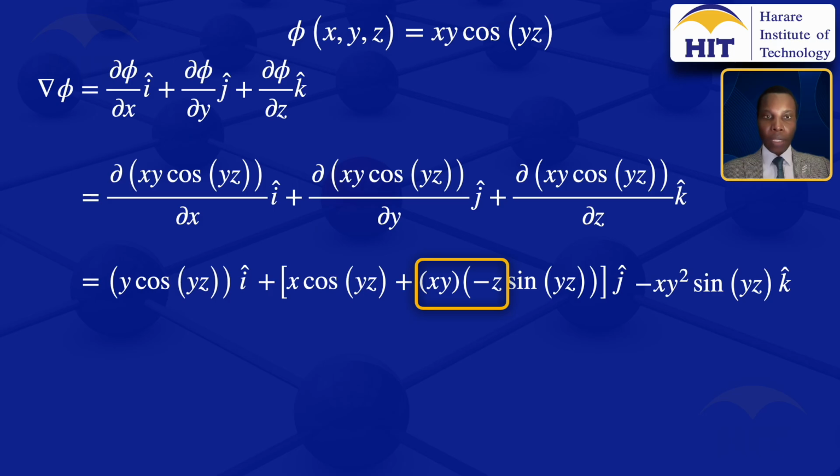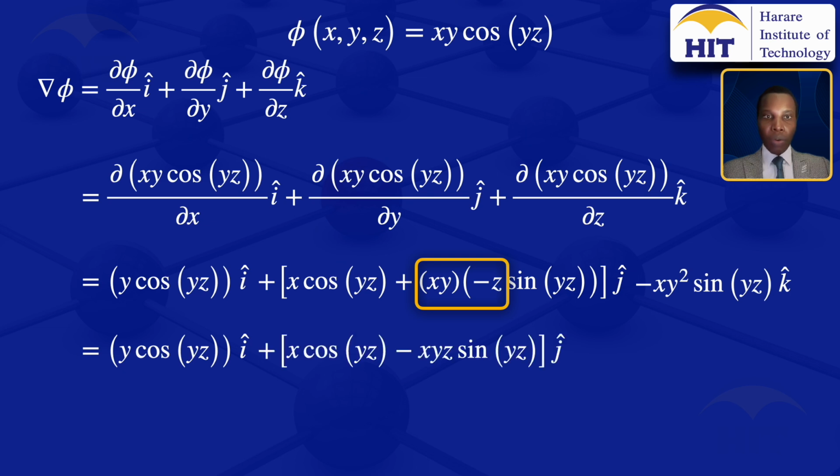So I'll write the first component, the one with the i there. Then the component with the j is the one where this highlighted part becomes minus xyz. So we'd have x cosine yz minus xyz sine yz j. Then the component with the k is not changing, so I write it as it is, minus x y squared sine yz k. So that's the gradient of the scalar field that we are given there.